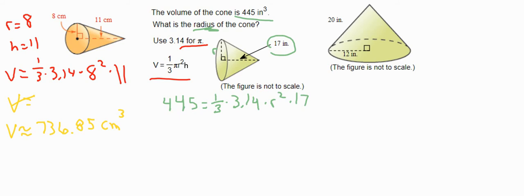I would probably recommend let's multiply everything by 3 now, both sides by 3, just to get rid of the 1/3, make it a little bit cleaner so we're not rounding too early. So we're going to do 3 times 445, and 3 times 1/3 over here. That'll cancel out on the right side, and we're going to be left with 3.14 times the radius squared times 17.